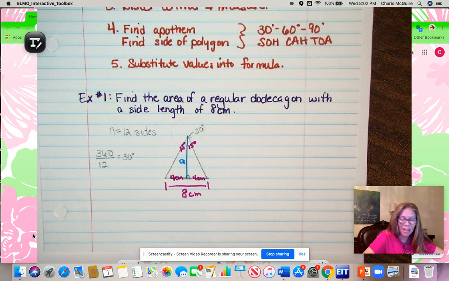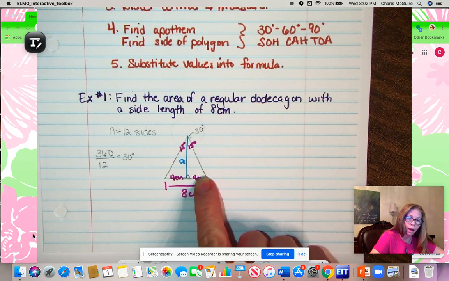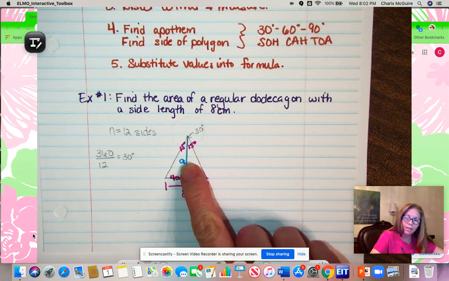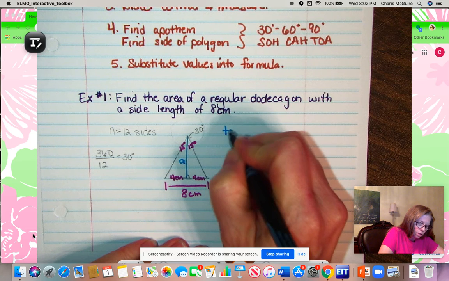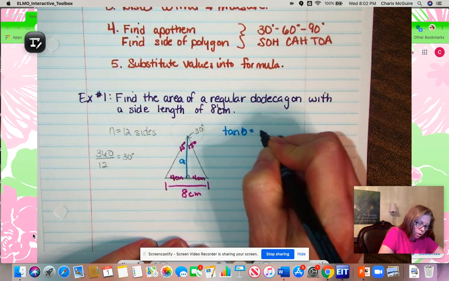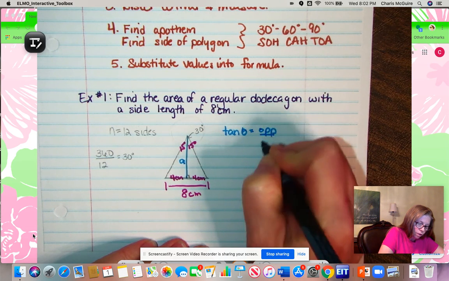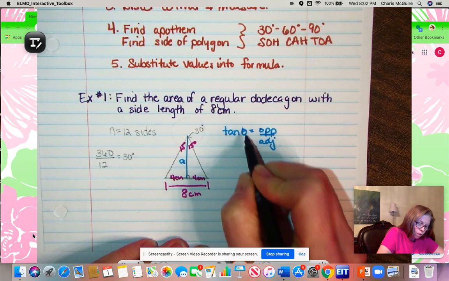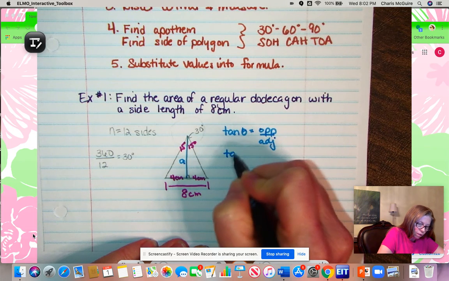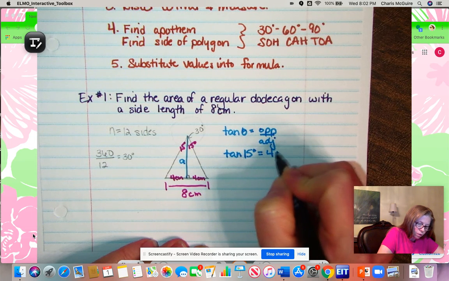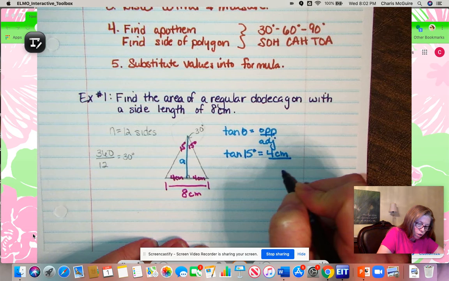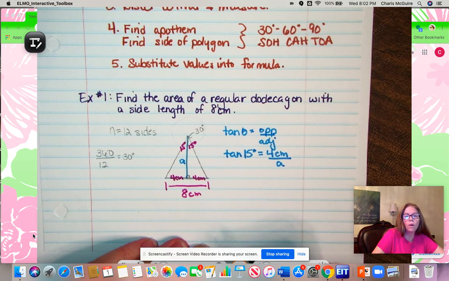All right, so let's see if you pick the right trig function. We have got the opposite side and we're looking for the adjacent side. So hopefully you chose tangent to find our apothem. So if you recall, tangent theta equals the opposite side over the adjacent side. So our angle measure is the 15, and the opposite side is the 4 centimeters, and the adjacent side is what we're looking for, our apothem.